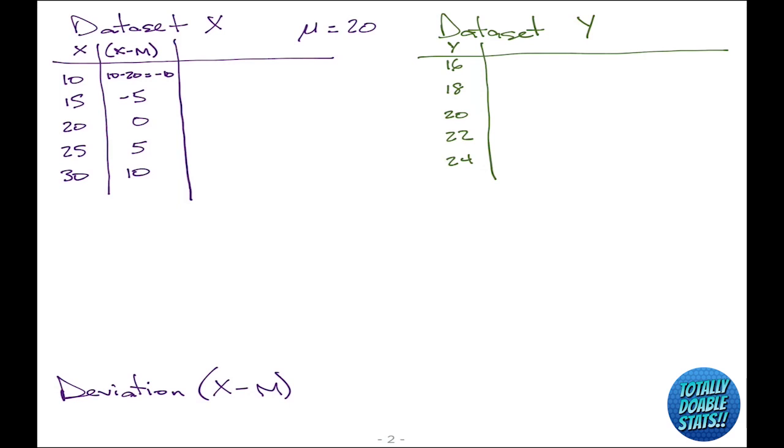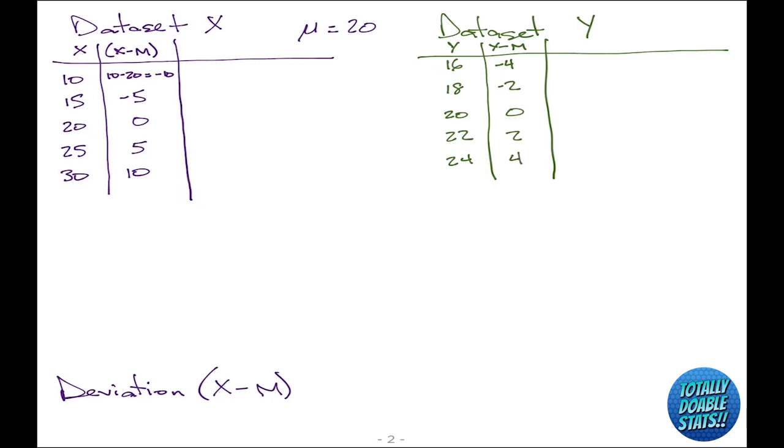Likewise, over here with my y column, if I do y minus M for these, then 16 minus 20 is negative 4. 18 minus 20 is negative 2. 20 minus 20 is still 0. 22 minus 20 is 2. And 24 minus 20 is 4.